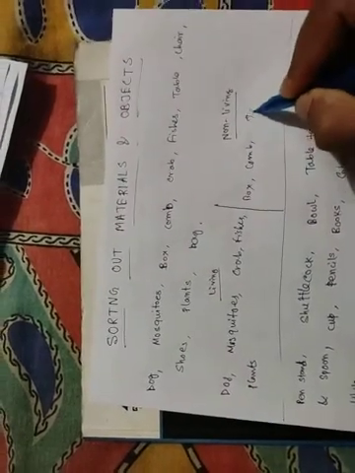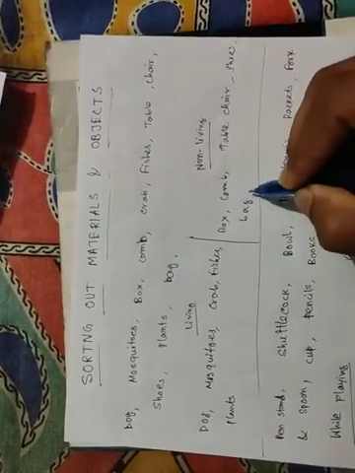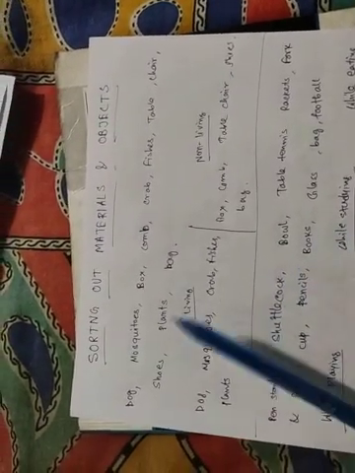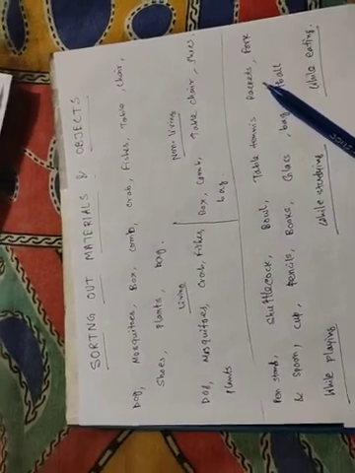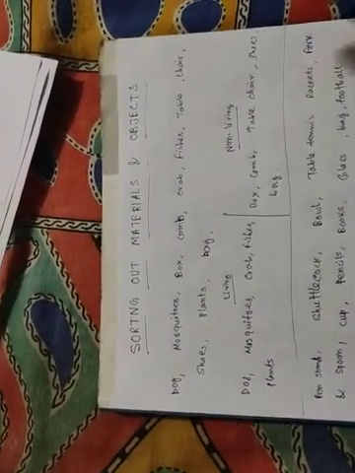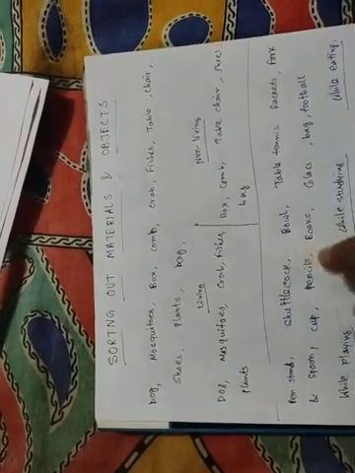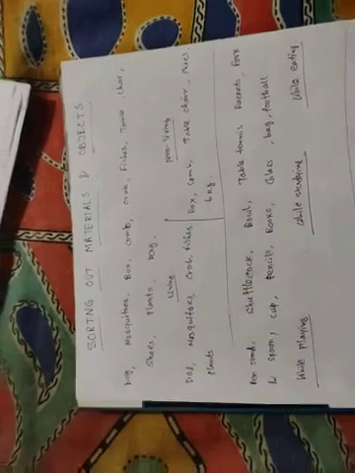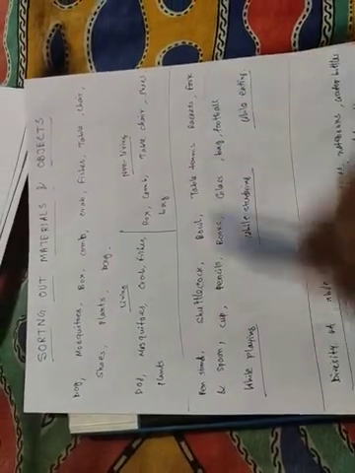And non-living things are box, comb, table, chair, shoes, bag, right? So in the above activity we can group the living things and non-living things easily. The living things are living, and non-living things are those that have no life, right? So in this table we can easily classify the living things and non-living things on the basis of their similarities and dissimilarities, right?